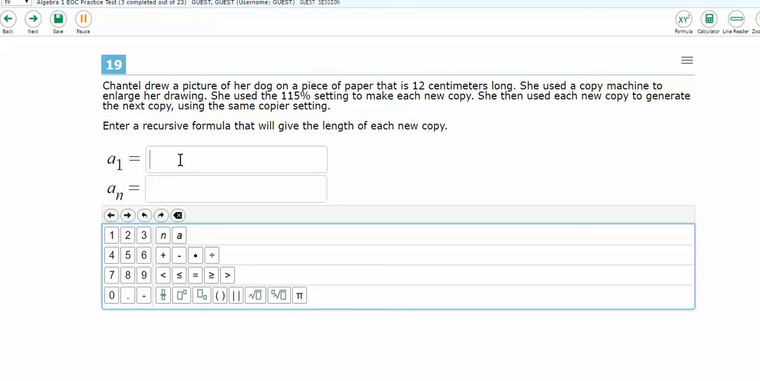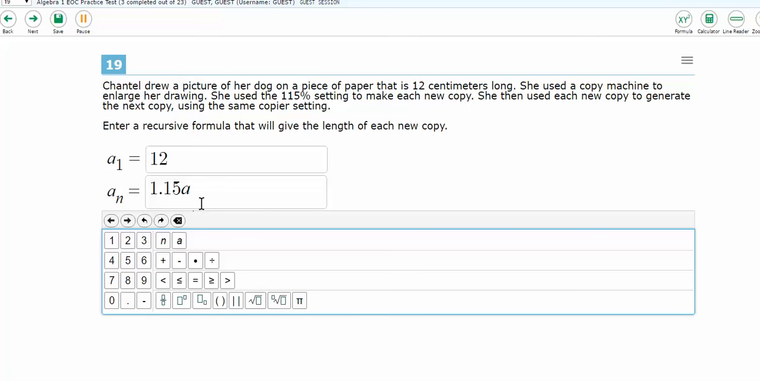Well, it's not that complicated. So A1 is the initial condition, which is 12. But A2 is complicated, right? So A2 is 1.15 multiplied by AN minus 1. So just hit A, and then you want to activate the subscript field. You just click on this right here, the big box and the little box, so that activates the subscript field, and then you enter N minus 1, like that, and there goes your answer for question number 19.